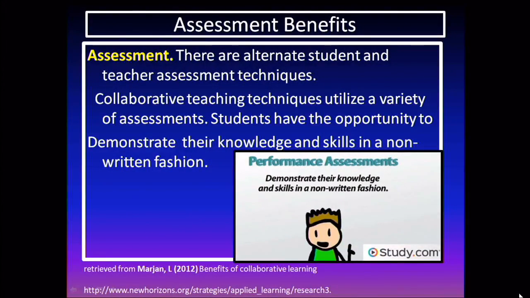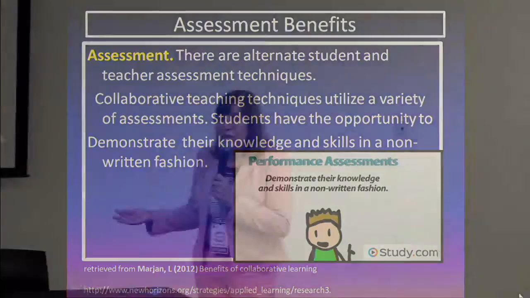Assessment. There are alternate student and teacher assessment techniques. Collaborative teaching techniques utilize a variety of assessments. Students have the opportunity to demonstrate their knowledge and skills in a written fashion. Since they now don't have to take only an exam, or, well, it can be a part, you can give them a written exam and also grade them on an oral exam with a project, which is what we do, because they also need to be assessed in other ways. But now there's a variety.